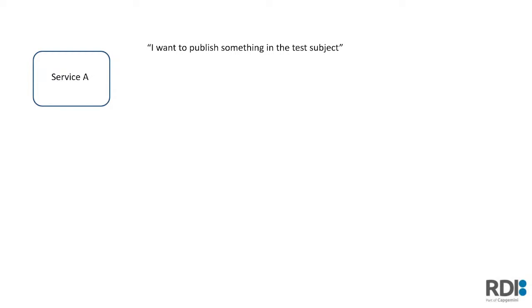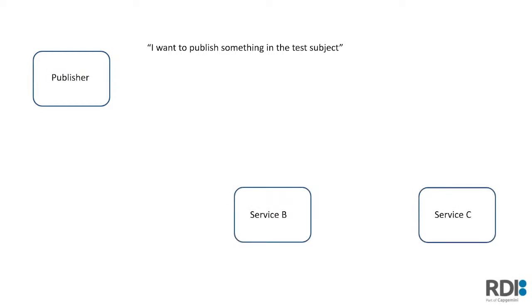Now let's see the same scenario with NATS. NATS routes are based on subjects, not by IP and port, so location doesn't matter for NATS. In this example here, service A wants to publish something in the test subject, so let's call it publisher, who wants to publish something for services B and C.